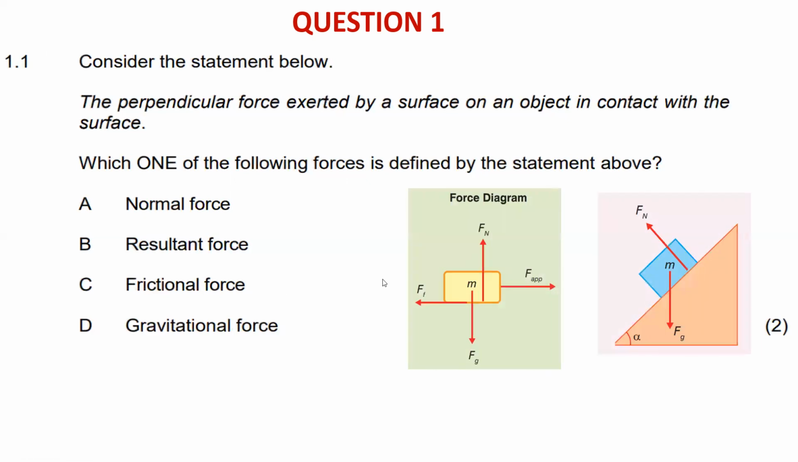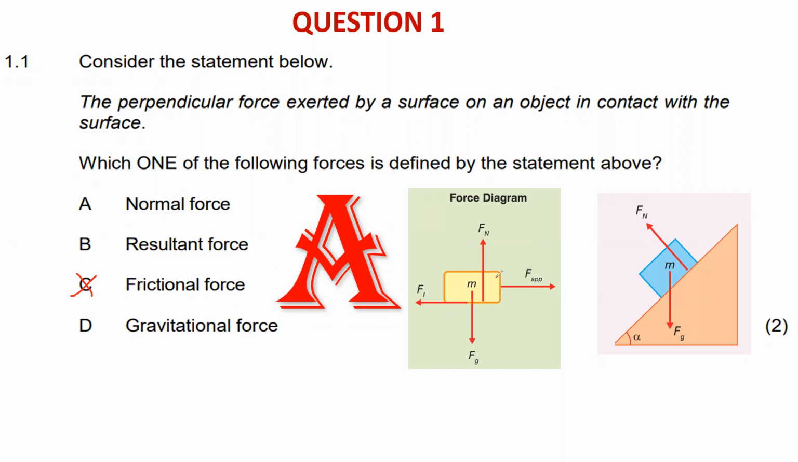Answer is A. Why A? Because let's check all forces and eliminate them. Let's start with friction force. Friction force is in the opposite direction of motion and parallel to the surface, not perpendicular. Friction force is gone. And gravitational force is always going down, so not always perpendicular to the surface.